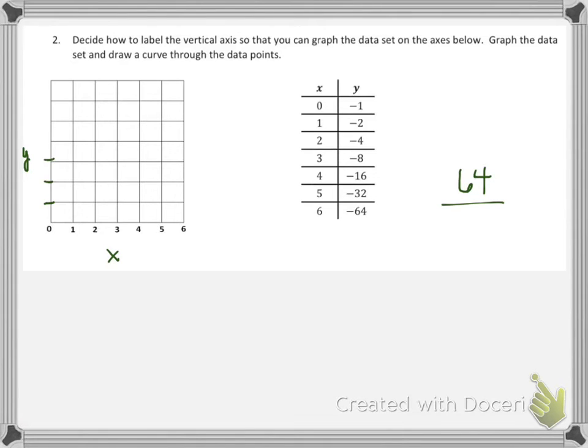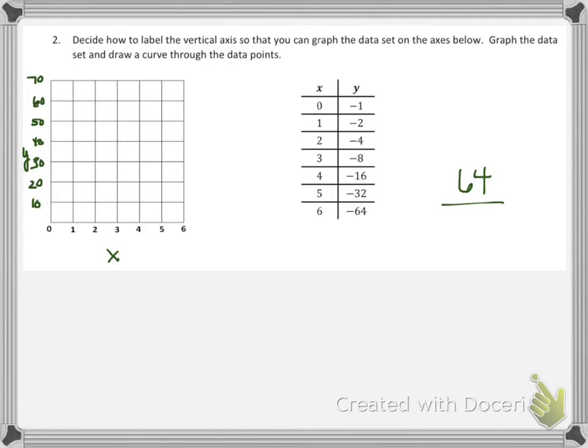1, 2, 3, 4, 5, 6, 7. So 64 divided by 7 gives me a 9.14. So if I count by nines, it'll be not quite big enough. But if I round it up to a 10, those are nice numbers, and everything will fit. So I'm going to make every line worth 10. 10, 20, 30, 40, 50, 60, and 70. And now I can graph those points.